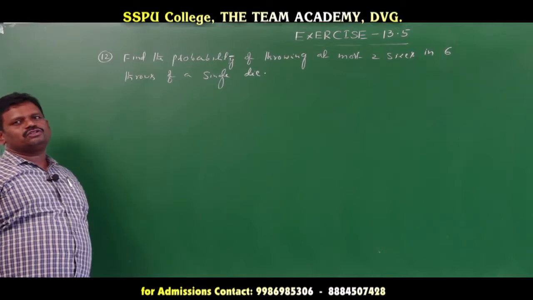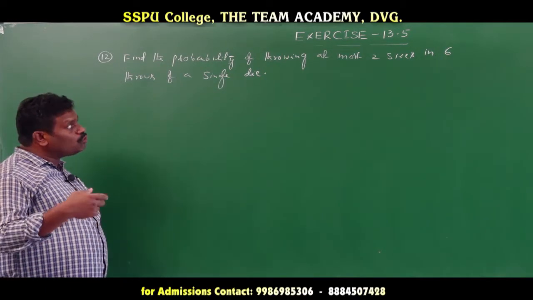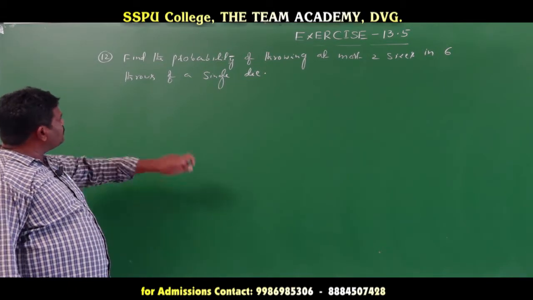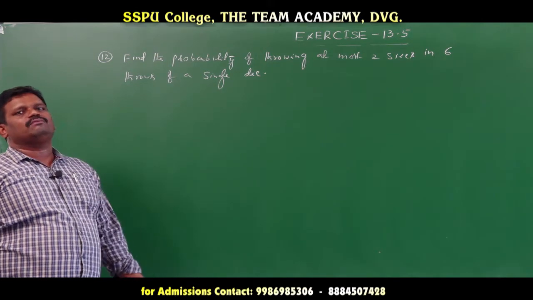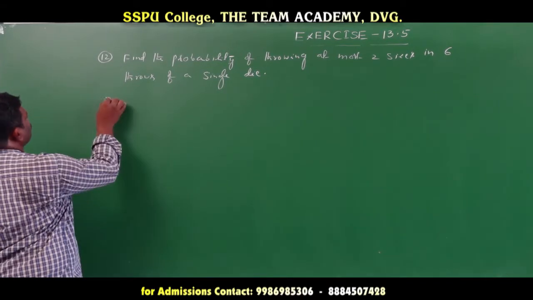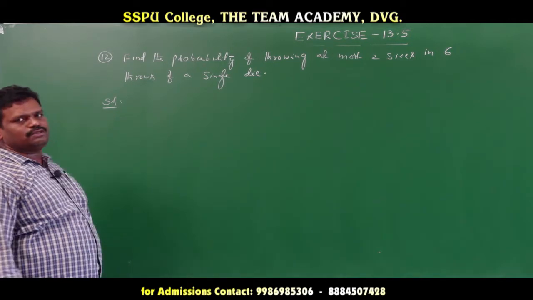So this question is also the same, 11th model. Here, what is given? Find the probability of throwing at most 2 sixes in 6 throws of a single die. So a single die means the probability of a 6 is 1/6, and of not a 6 is 5/6. The probabilities are the same. Now the number of trials: 6 throws are given, so n is equal to 6.